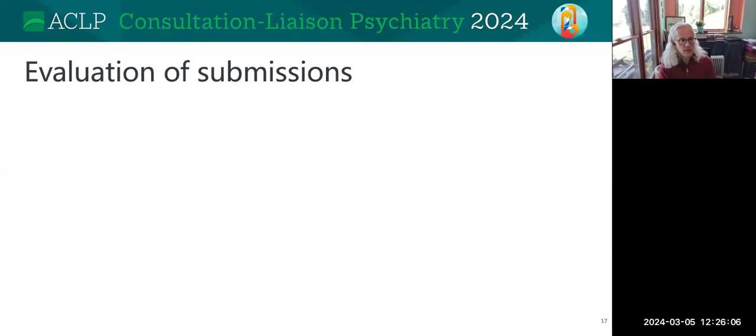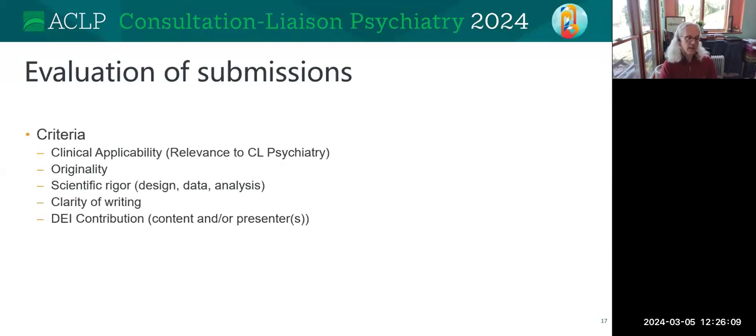Next. How do we evaluate submissions and decide what's accepted? The criteria that we use fall into some broad categories. Clinical applicability, which you could also call relevance to CL psychiatry. Originality, meaning how novel the content is. Scientific rigor, so study design, the data, and appropriate analysis. Clarity of the writing. And also, as noted, we consider the DEI contribution. That part of your abstract is also part of our overall evaluation process. Both the content and or the presenters may be relevant to that.